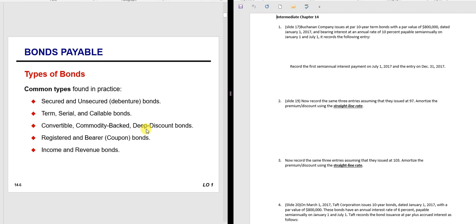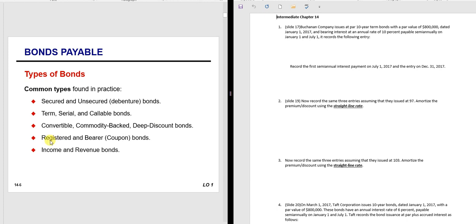Deep discount bonds, the deepest discount bond is a zero coupon bond, and we've talked about those. But you could, if the market rate of interest is 10%, you can also issue a 1% bond. But notice, we'll talk about that later. But a zero coupon bond, as we've said before, if it's a $100,000 bond and it has zero interest on it, you actually sell it for much less than $100,000. We're going to get into that in just a second.